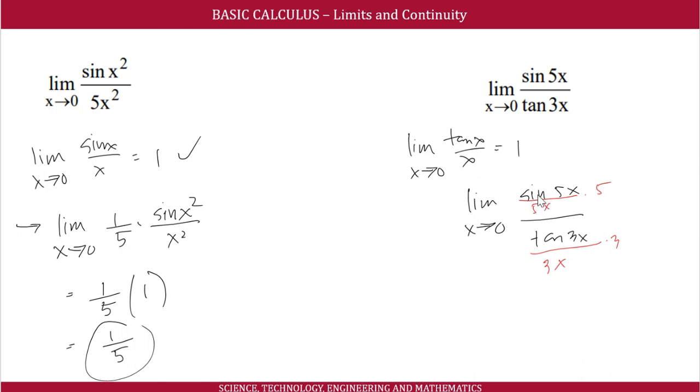we can now have the limit of sine 5x over 5x is equal to 1. Then the limit of constant 5 is 5. The limit of tangent 3x over 3x is also 1. The limit of constant 3 is 3. So 1 times 5 is 5. 1 times 3 is 3. So the answer is 5 over 3.